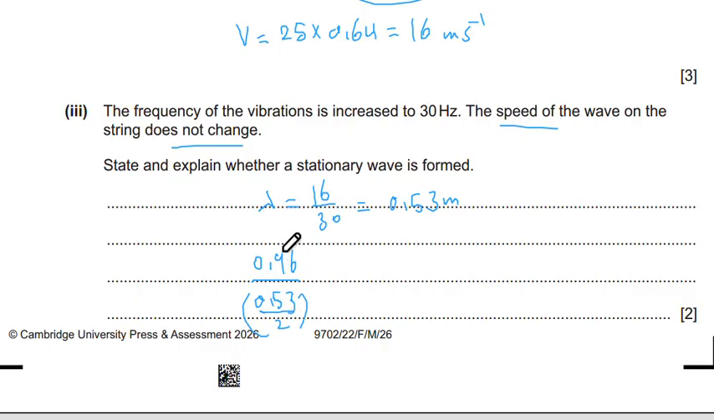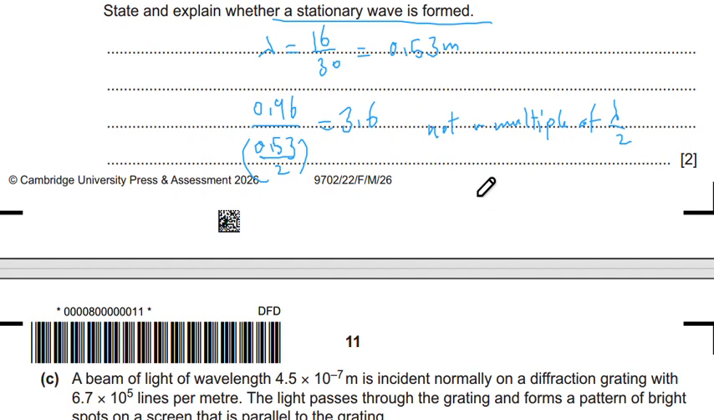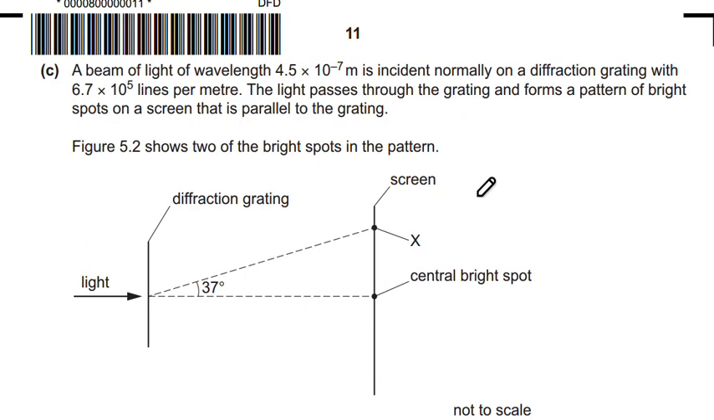If we divide the total length over half of the wavelength, we will get 3.6, which is not a multiple of lambda over 2. And to have a stationary waveform, we should have the length of string contain multiples of lambda over 2.